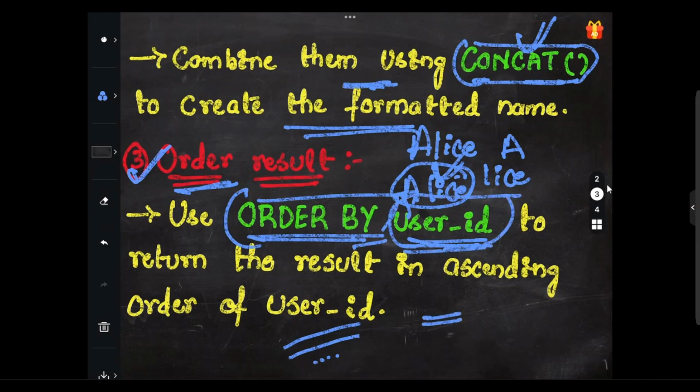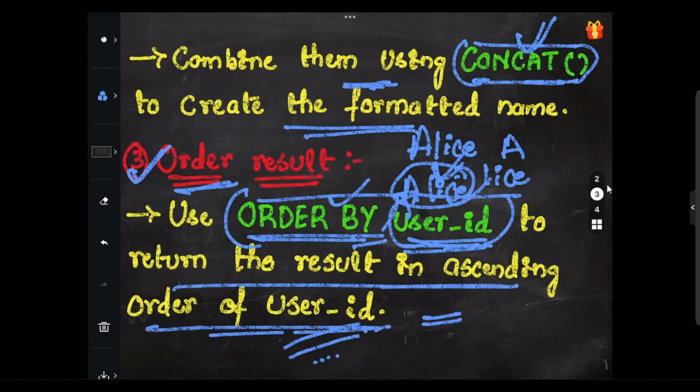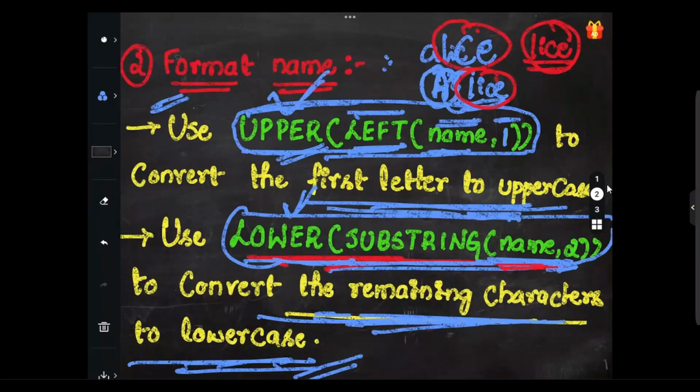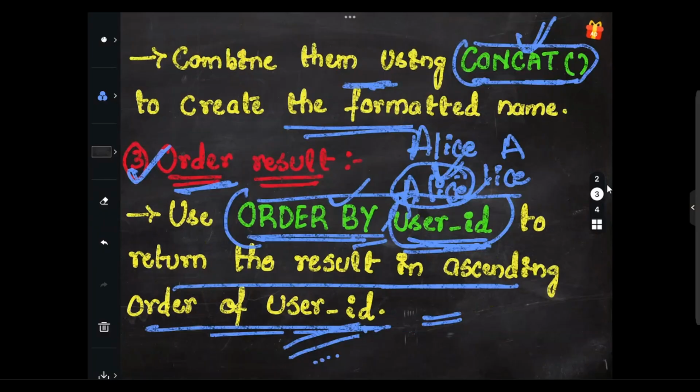So this is what we'll be making use of: order by user ID to return the result in the ascending order of the user ID. This one we have already discussed, right? So in this case, simple to understand these three steps: select user ID, the second one is format name, and the third one is we will order the result. So these three steps, simple to understand. So I hope the approach is completely clear.